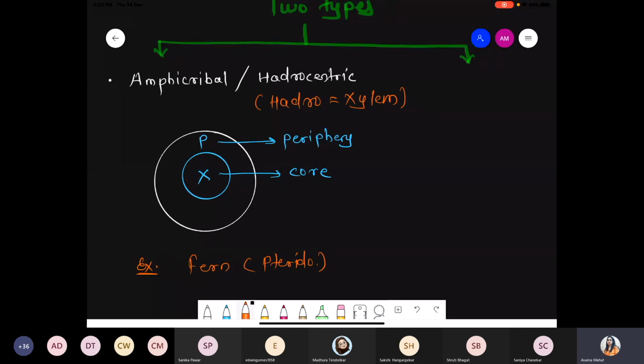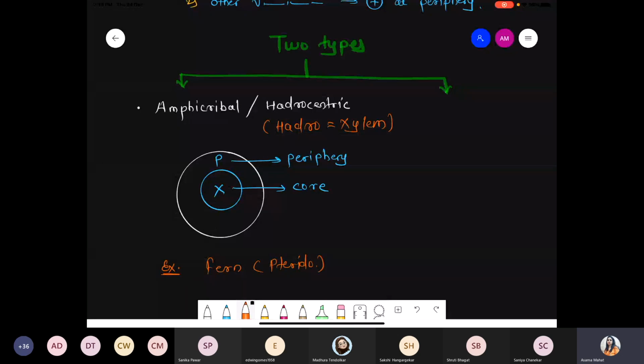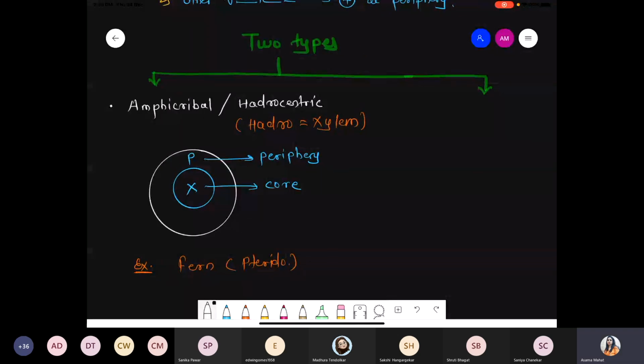I hope you remember. Amphicribal, also called hydrocentric. The word hydro means xylem present at the center, and towards the periphery there is the phloem part. Chalo. Quickly, exactly reverse in the second type, means xylem towards the periphery and the phloem present towards the center. Now we are talking about the next one, that is amphivasal.